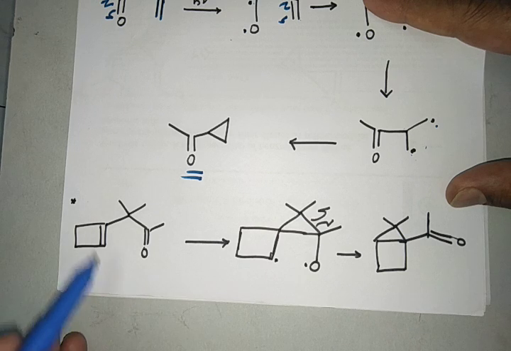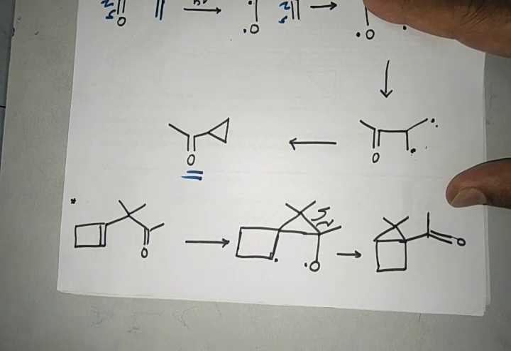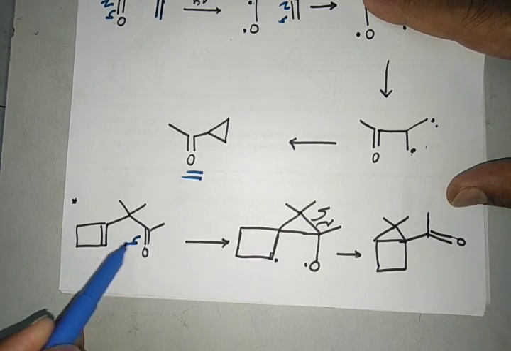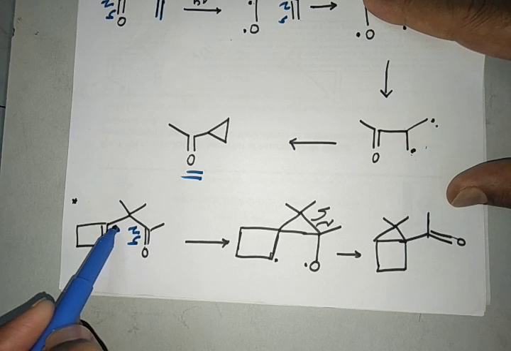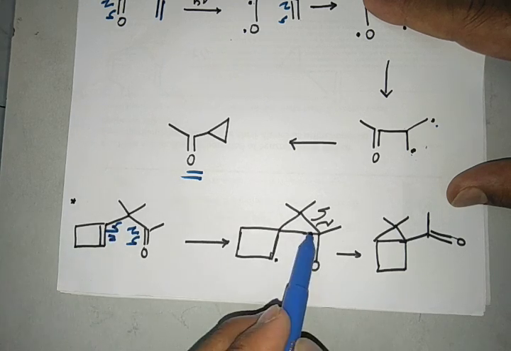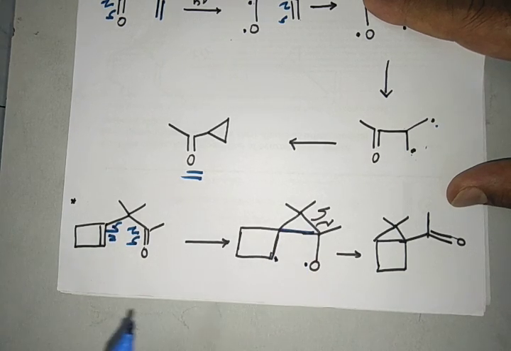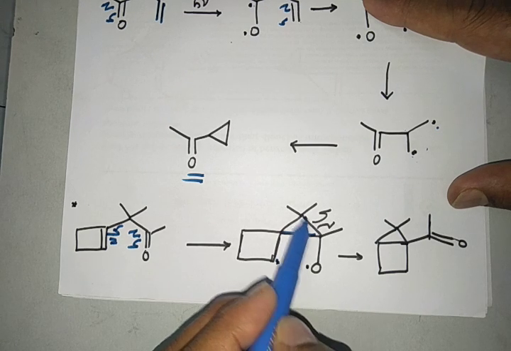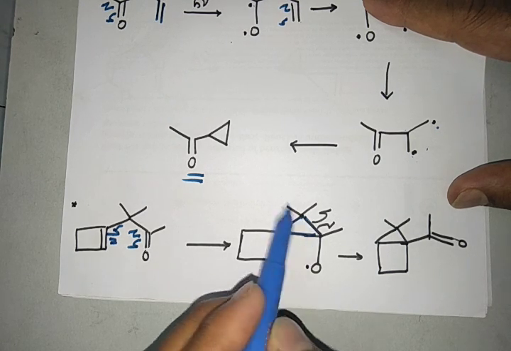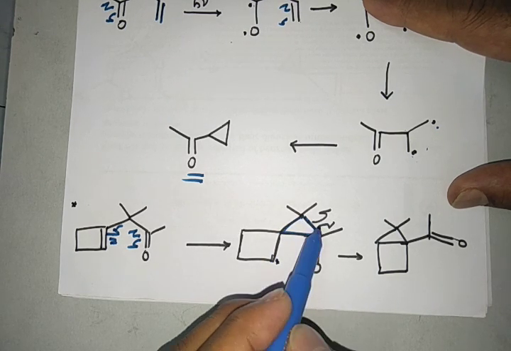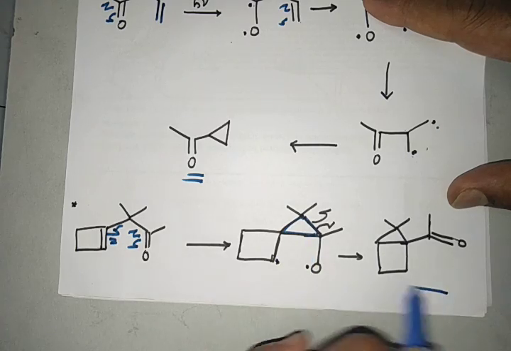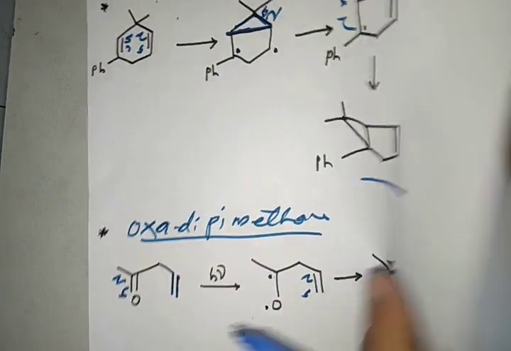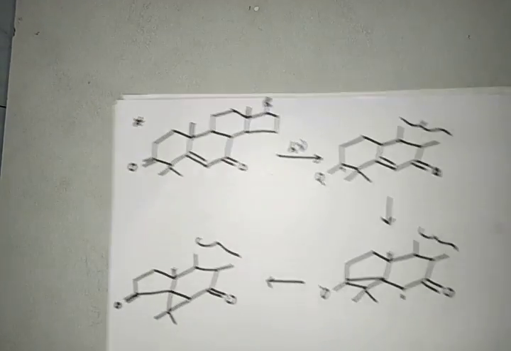See, again this is an oxa-di-pi-methane rearrangement reaction. Similarly, again this bond will break, and this bond will break, with formation of a cyclopropane ring. This dot will be there. Always remember, in this cyclopropane ring, that bond will break which regenerates the carbonyl. So this is that bond, and therefore this product will form. So let us go for one more last example in this case.